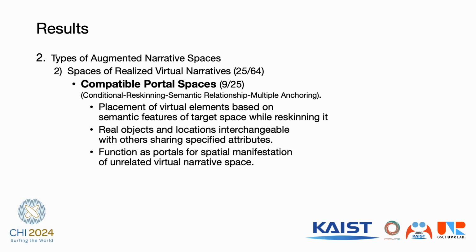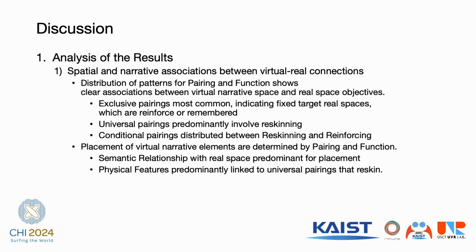The last type of realized virtual narratives are compatible portal spaces. In these cases, the real objects and locations to which the virtual narrative space was registered were interchangeable with others that shared the specified attributes. Moreover, these elements functioned as portals through which a virtual narrative space bearing no relevance to the target real space could spatially manifest.